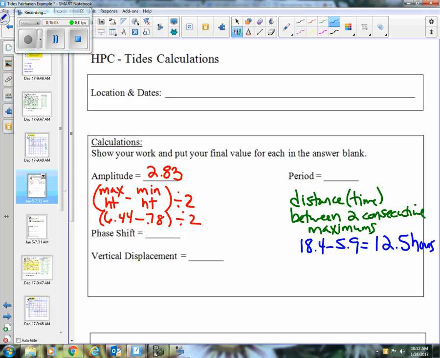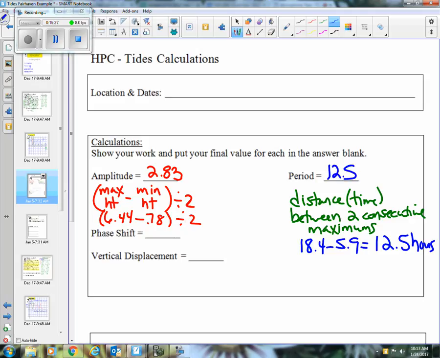Now think about it. If you've ever been to the ocean, you're going to have a high tide cycle about every 12 hours. So in a day, say you're starting right at midnight, you'd have a high tide at midnight, you'd have one at noon, and then you'd have one at midnight again. So it cycles about every 12 hours. It has to do with the rotation of the Earth and phases of the moon and all that good stuff. But it's always, in most places, right around 12 hours. So the period is 12 and a half hours.